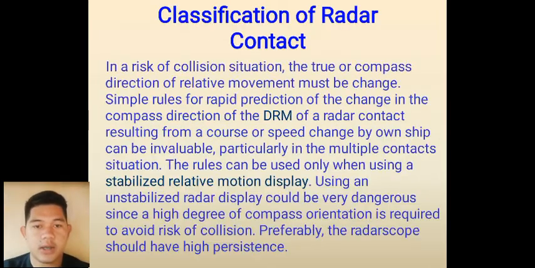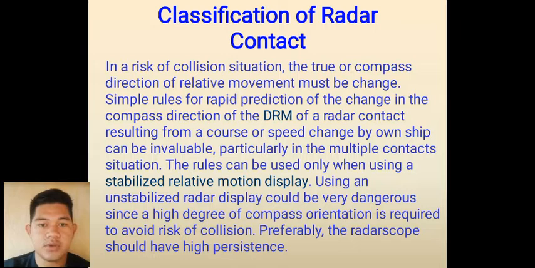So, the clarification of radar contact in a risk of collision situation: the true compass direction of relative movement must be changed. Simple rules for rapid prediction of the change in the compass direction of the DRM of a radar contact, resulting from a course or speed change by own ship, can be invaluable, particularly in the multiple contact situation.